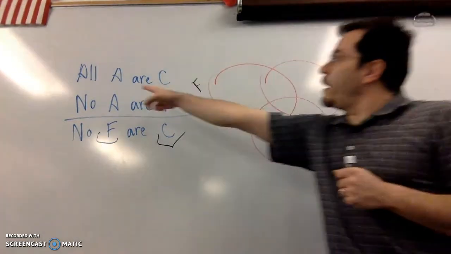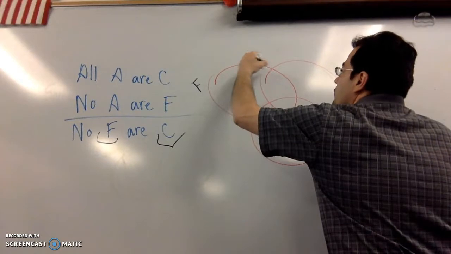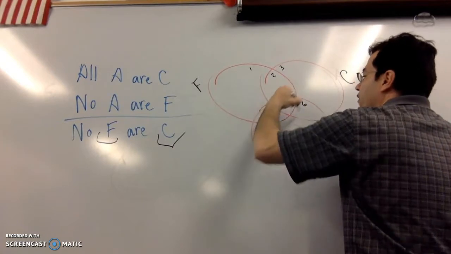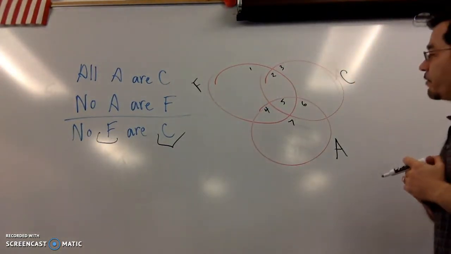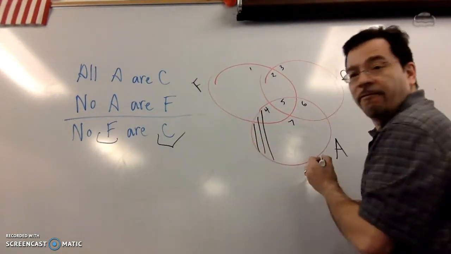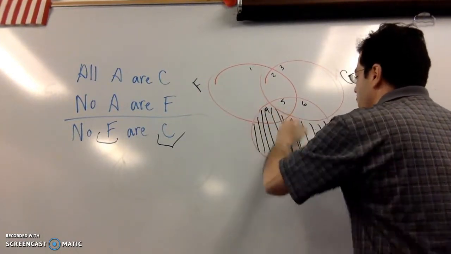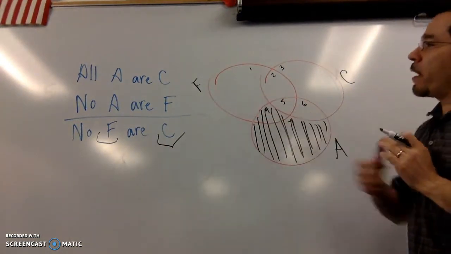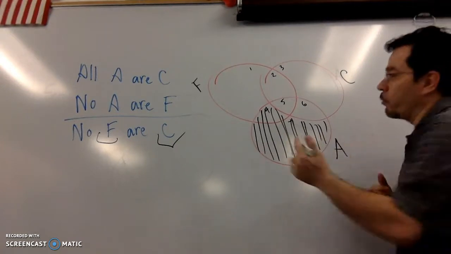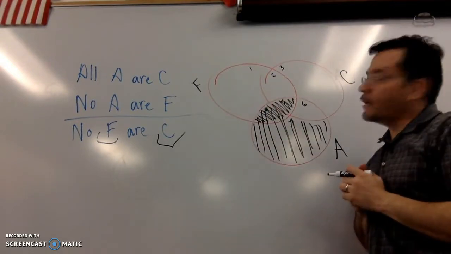So let's start with our A and C circle. A and C, let me number my quadrants. Quadrant 1, 2, 3, 4, 5, 6, and 7. And it says all A's are C's. All A's are C's. So I'm going to have to shade in quadrant 4 and 7 to show that. All A's are C's. Next premise, look at circle A and F, and it says no A's are F's. So what we're going to do is shade in that section where they're overlapping.